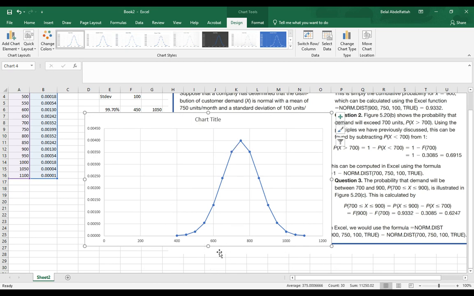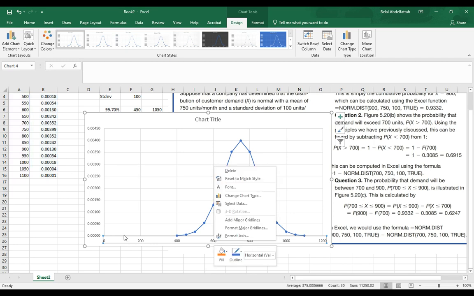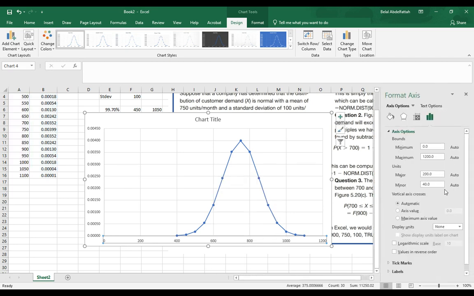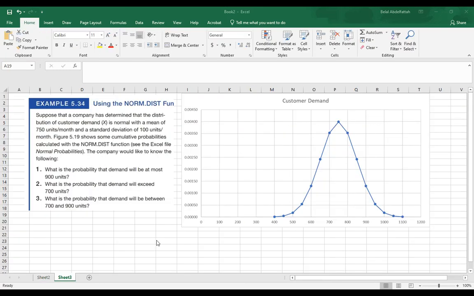Now, I'm going to increment the x-axis a little bit. I want to change the values it took. So let's go ahead and say, I'll do it at 100. Okay, so I went ahead and just cleaned up the spreadsheet a little bit.